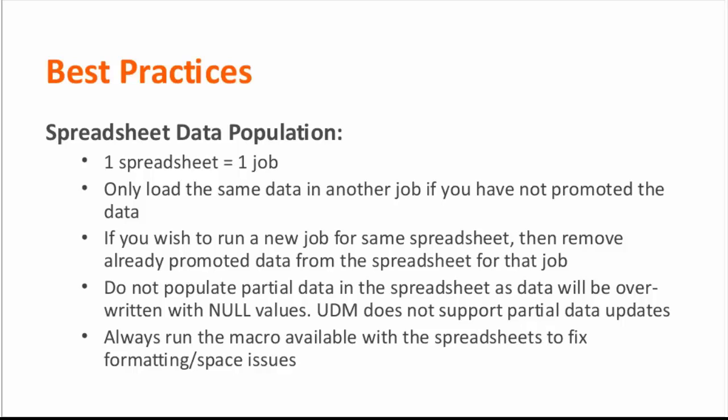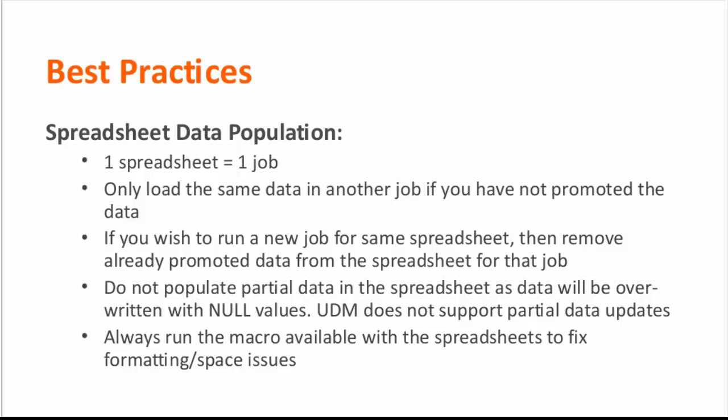So the basic thing is one spreadsheet, one job, right? If you're going to load a set of data, it's always through one job. And if there are errors, you always go back to the error management console, fix those errors, and rerun. That's all you do. And say if some data is not promoted and you really want to run it on a new job, only remove the promoted data and only load the data which is not promoted. So it's always one spreadsheet, one job. You cannot run the same spreadsheet over and over again in different jobs. We don't recommend that at all.